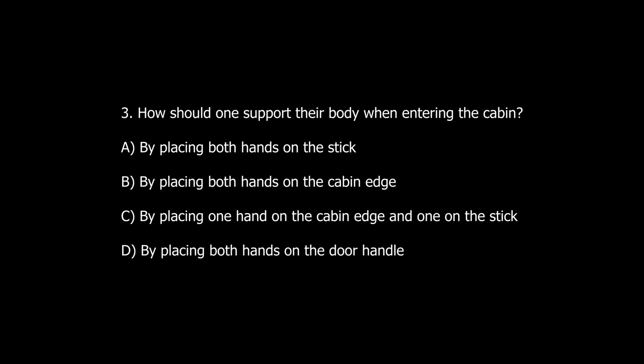Question number 3. How should one support their body when entering the cabin? A. By placing both hands on the stick. B. By placing both hands on the cabin edge. C. By placing one hand on the cabin edge and one on the stick. D. By placing both hands on the door handle.